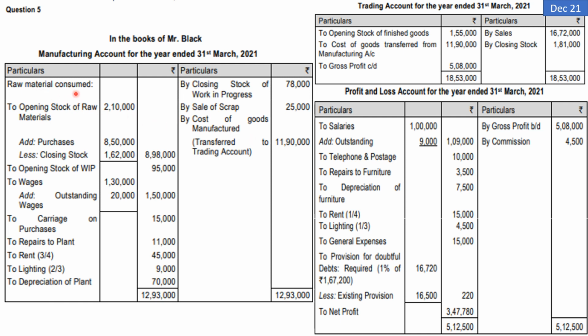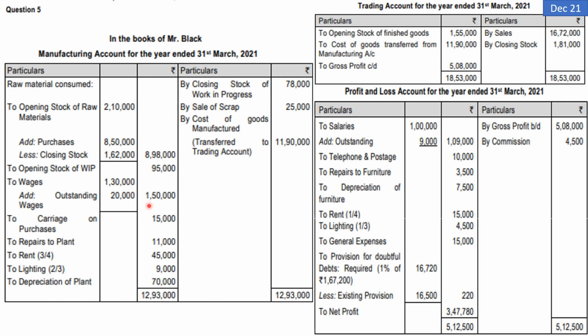So here raw material consumed is the first heading in which we are going to consider opening stock of raw material, add purchases of raw material and closing stock of raw material, which we could have written on the credit side of manufacturing account. It is preferred to always write it as a deduction from the opening stock plus purchases. So now we can find out the cost of raw material consumed in the outer column, then opening stock of WIP, then wages 1,30,000, and I had already told you that it is required to be written in inner column because there is an adjustment of outstanding. So let us add 20,000 there.